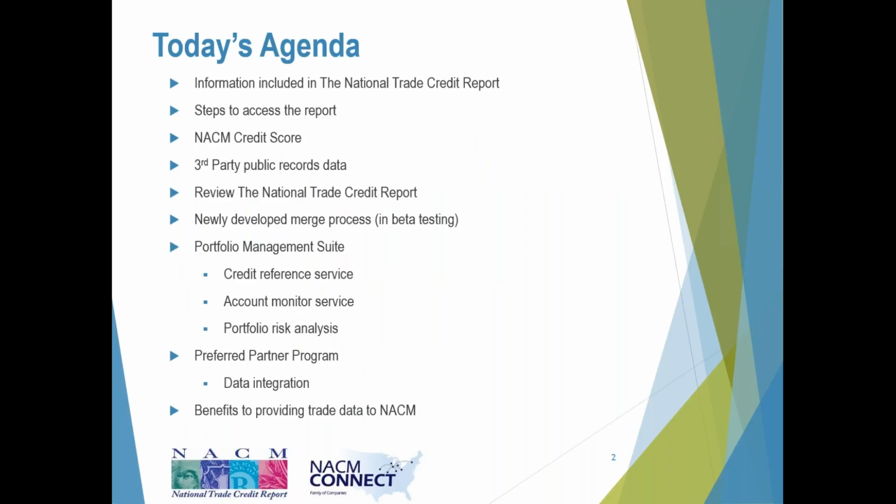Today we're going to talk about what kind of information is included in the National Trade Report, and then also how to access the report, why the NACM credit score is so different from other scores that are out there in the credit world, and some of the third-party public data information. We're going to go through a demo report, so you can take a look at that and ask questions on that. And we're going to talk about some of the newly developed processes that we have in beta testing right now. That'll be coming out soon for our members. Also, there are a few other programs associated with the report, and I wanted to go through that portfolio management suite that is listed here. And then next, we're going to talk about some of the preferred partners that make data integration easier when using the report, and then the benefits of providing trade data to NACM.